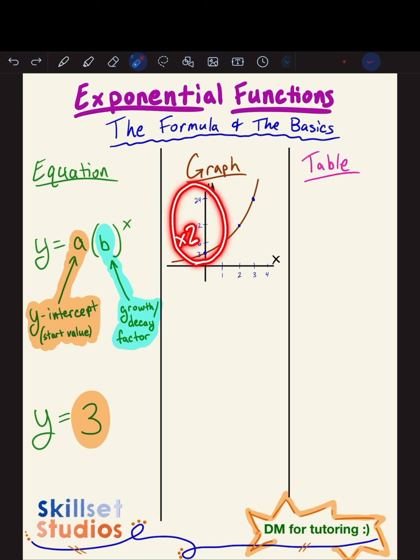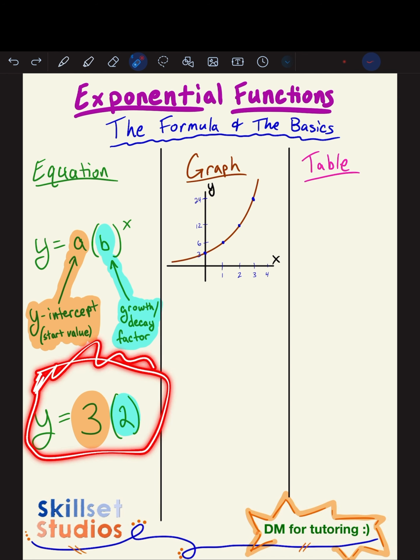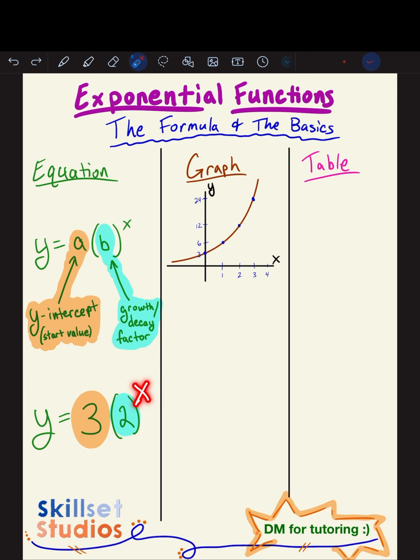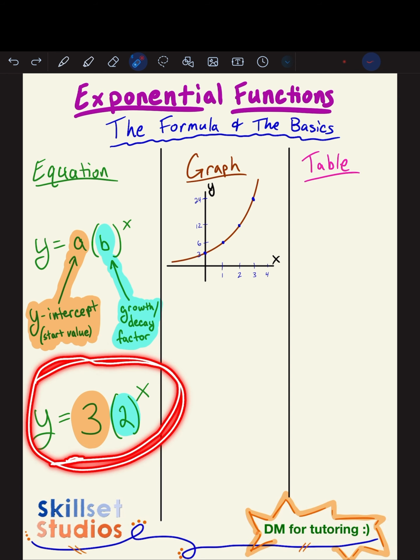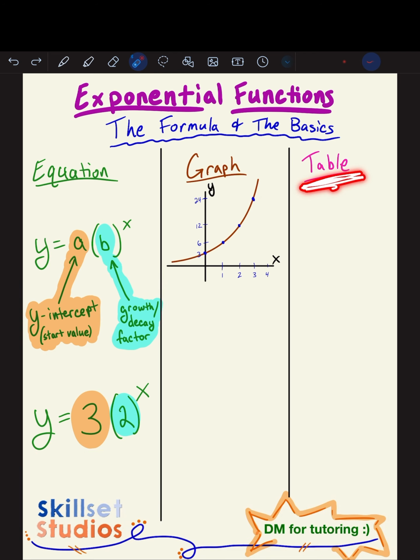So in this case, because we multiply by 2, 3 times 2 is 6, 6 times 2 is 12, 12 times 2 is 24. That would mean our b value would be 2 because we're doubling. Don't forget the final step on these, put that x in the exponent to show that it's an exponential equation. So this right here would be how to use the formula in order to turn that graph into an equation. So now let's turn it into a table.